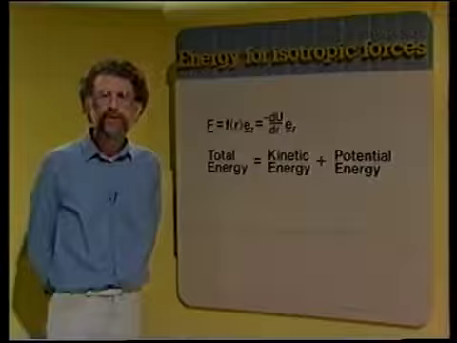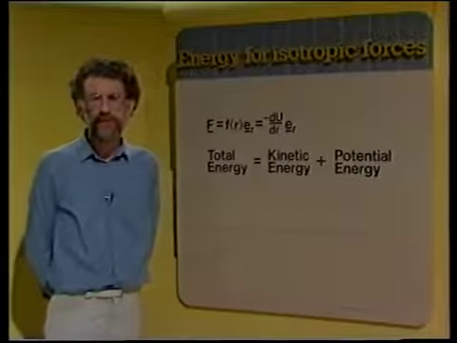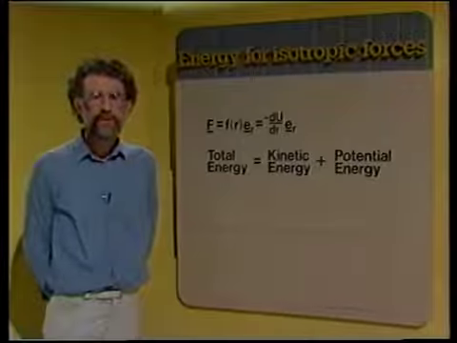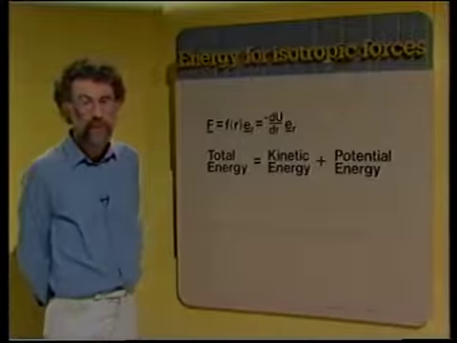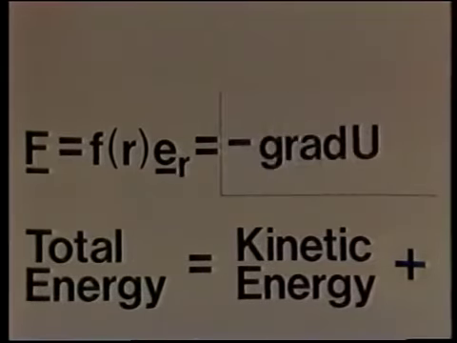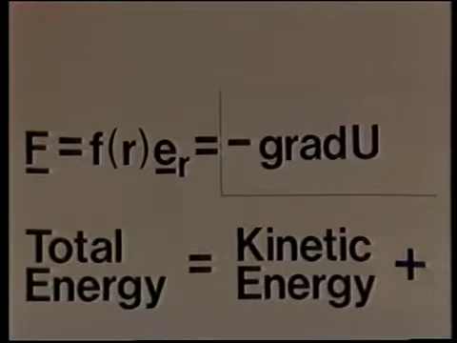The important thing about an isotropic central force is that it can be derived from a potential energy function, and in a particularly straightforward way. For such a force, you can always find a function U, which is itself a function of distance r, such that F of r is minus dU by dr. And in fact, dU by dr times e_r is the gradient of the scalar field U. And so U is a potential energy function for the force.